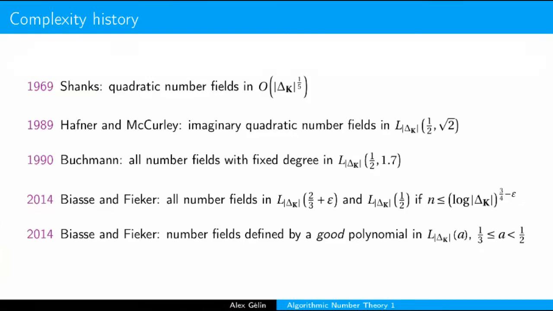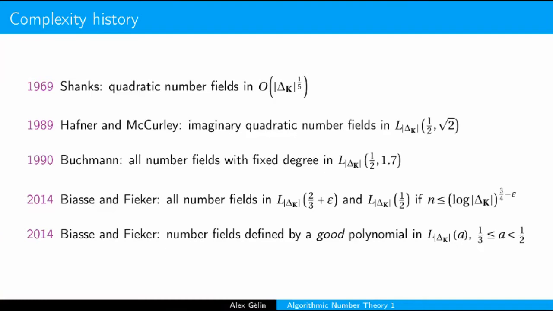The first one is from Hafner and McCurley for imaginary quadratic number fields, because they're the easiest ones. And they get a sub-exponential algorithm in L of 1/2. One year later, this algorithm was extended to all number fields with the assumption that the degree is fixed. So now the degree can be larger than 2, but it has to be fixed. It cannot tend to infinity. And it gets the same complexity in L of 1/2.